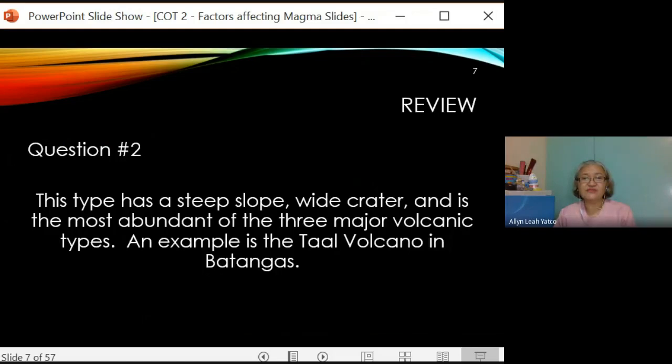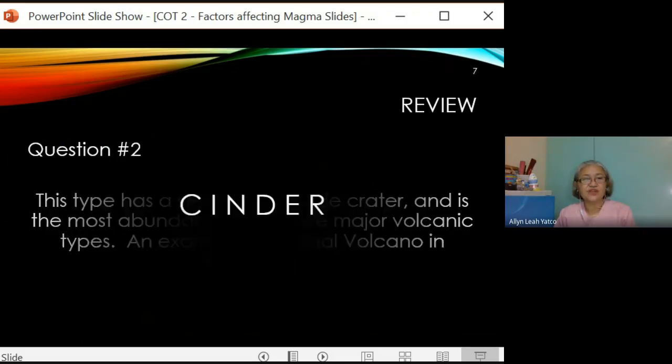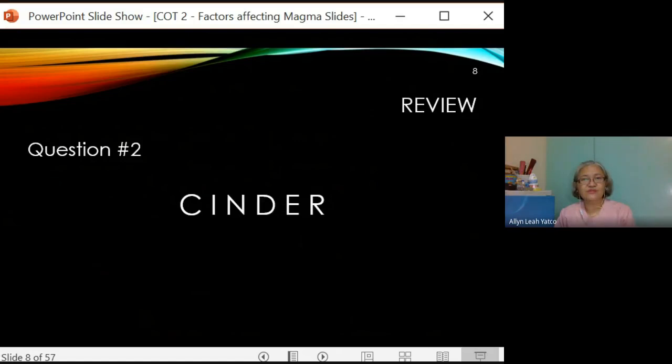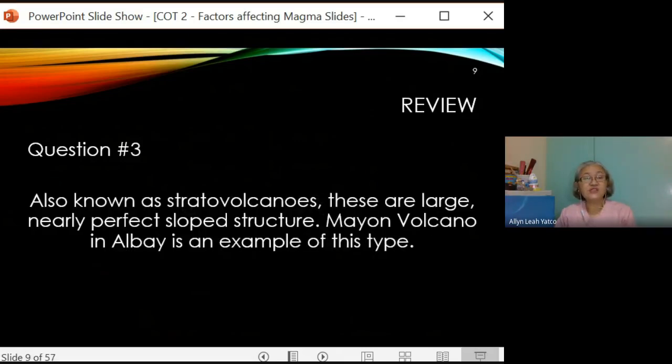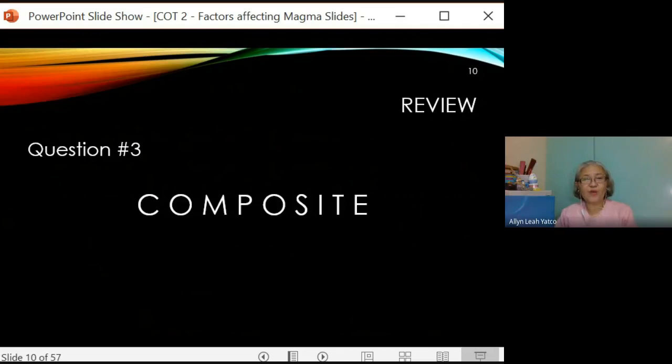What do you think is the answer? Correct, cinder cones. Third question. Also known as stratovolcanoes, these are large, nearly perfect slope structures. Mayon volcano in Albay is an example of this type. Do you know the answer? Good job! It is composite. We can now describe or classify volcanoes according to cone shape, since all of us already know how to describe the three different types. Let's now go to the present topic.